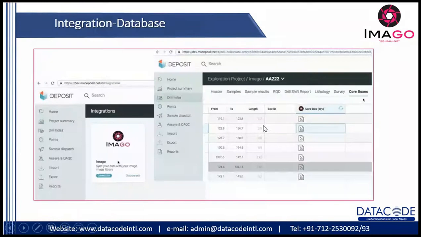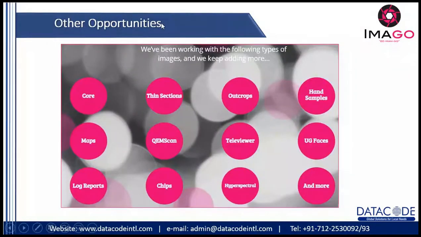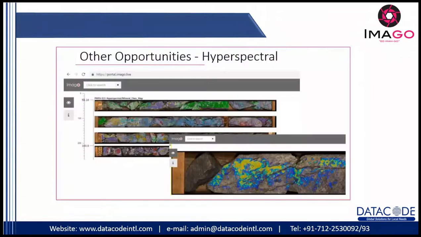I have already mentioned the integration with database management systems. If you are using Acquire, Deposit or any other system, you can link it with the Imago platform and bring your data into this platform. This integration part is very easy. The other opportunities include not only core tray photographs. If you have any map, televiewer images, hyperspectral images, underground face or mine face images, or any sample or log report, you can bring those into the platform, keep them side by side, and take better decisions along with your core tray photographs.